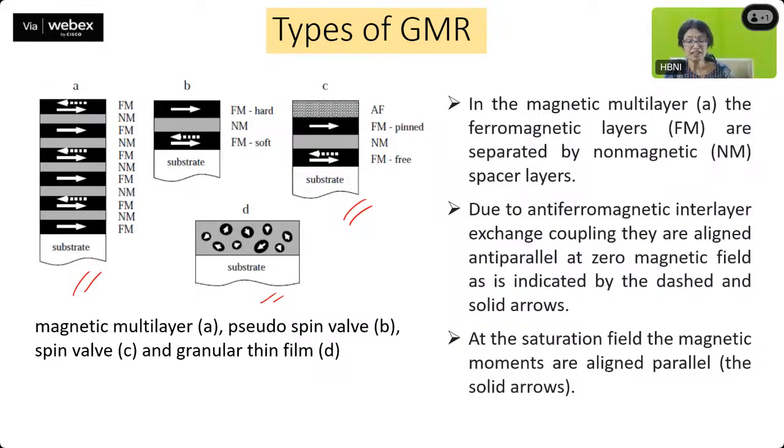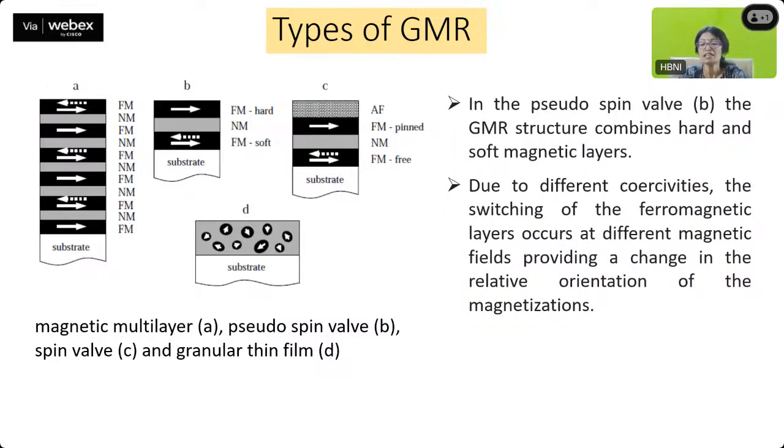In the magnetic multilayer A, the ferromagnetic layers are separated by non-ferromagnetic spacer layers. As you can see over here, the dark one is ferromagnetic and the lighter one is the non-magnetic layer. Due to the antiferromagnetic interlayer exchange coupling, they are aligned antiparallel at zero magnetic field, as indicated by the dashed and the solid arrows in the ferromagnetic material. At the saturation field, the magnetic moments are aligned parallel to each other, which are the solid arrows.